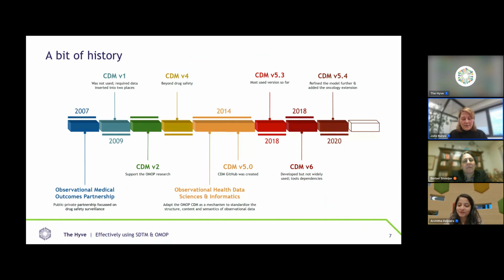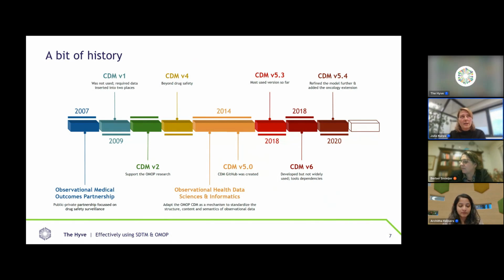In 2007, there was a public-private partnership that focused on drug safety surveillance, and this was called the Observational Medical Outcomes Partnership. And one of the deliverables of this partnership was actually the creation of a common data model, which was the first version of the OMOP CDM. And then in the coming years, there were a lot of different versions of it. And in 2014, the OHDSI community was founded around this data model. And OHDSI stands for Observational Health Data Science and Informatics.